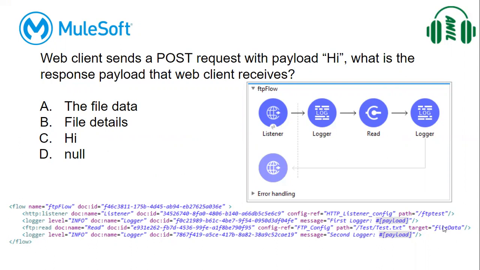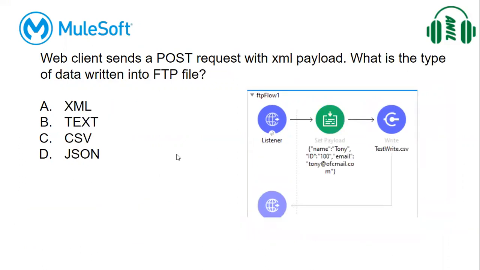We have this target variable in the database connector also. We have this target variable for many connectors. Just remember that when we have a target variable, it is not replacing the payload. It is just saving that response message into this target variable. It is not replacing the original payload. Okay, so let us move on to the next question.